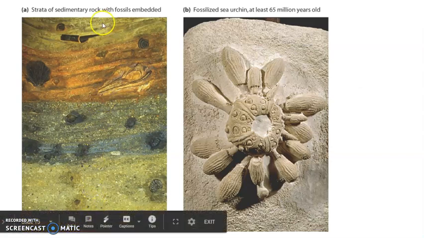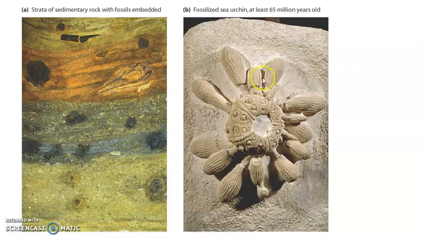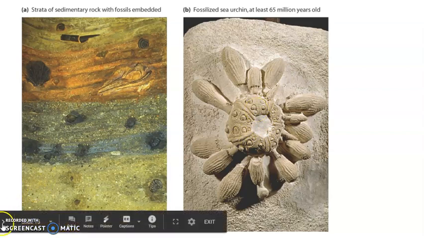So this is a diagram showing the strata. That's a fancy word for layers. So different layers can be dated. So the older layers are generally the deeper. And so we can see which layers a particular organism is found in. Here's an example of a fossil echinoderm. So the fossils we can see are related to organisms that live now, but are not exactly the same.